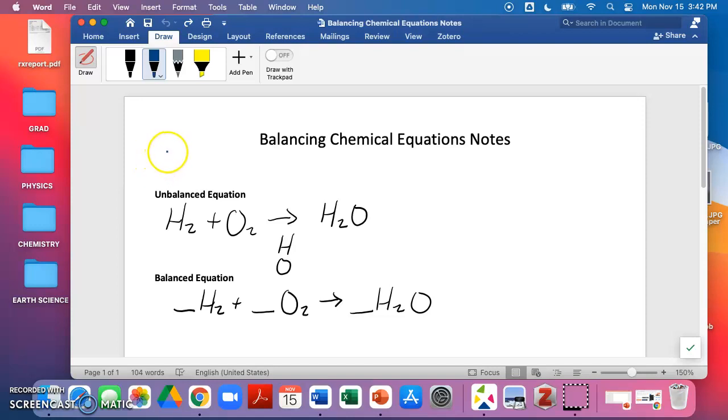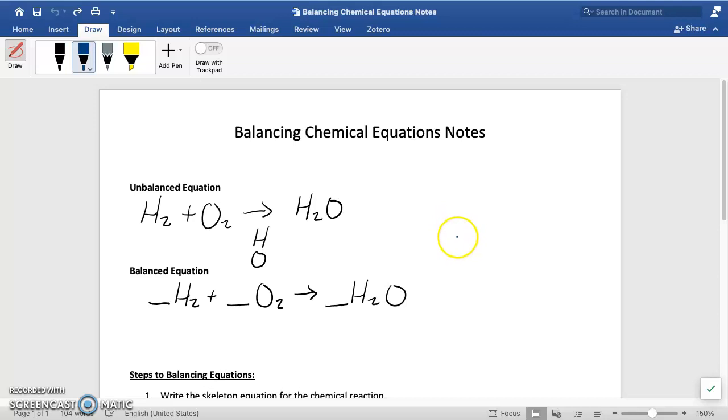Okay, today we are going to take some notes on balancing chemical equations. You should have the sheet in front of you. We're going to talk about some of the parts of a chemical equation and the steps that we go through when we balance chemical equations. I'm going to make this nice and big so we can see.